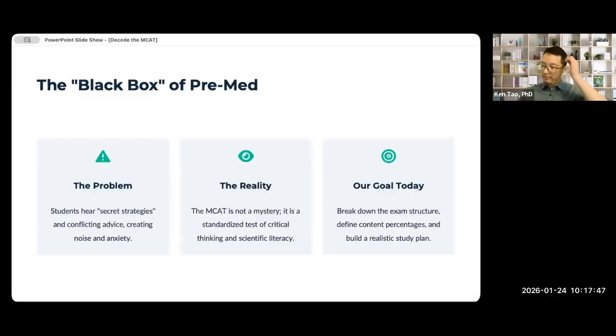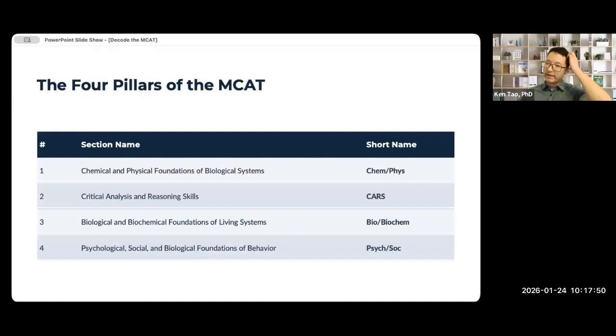All right, so now let's talk a little bit more about the format of the exam. The exam has four sections, and each section has a very long name. The first section is the chemical and physical foundations of biological systems. Given this long name, we tend to just call it by its shorthand, which is ChemPhys. The same is true for the other sections. You have the ChemPhys section, the CARS section, the BioChem section, as well as the Psych-Soc section.